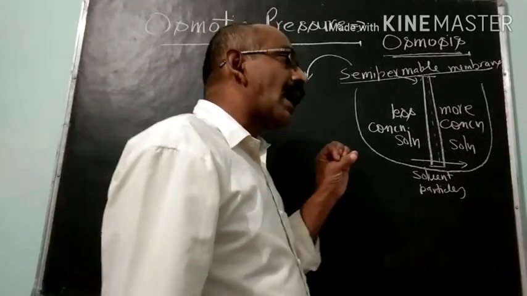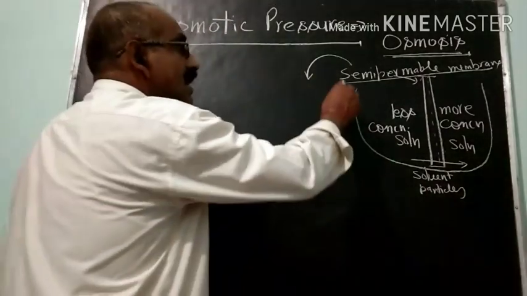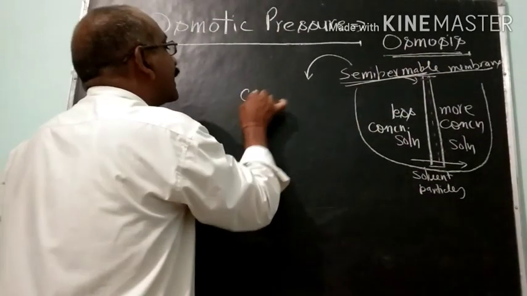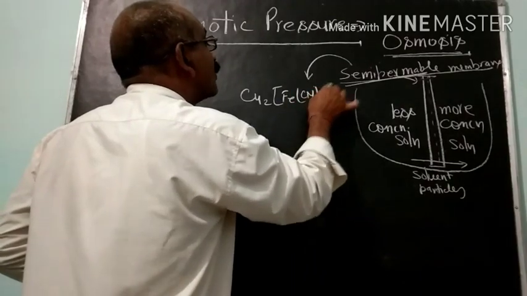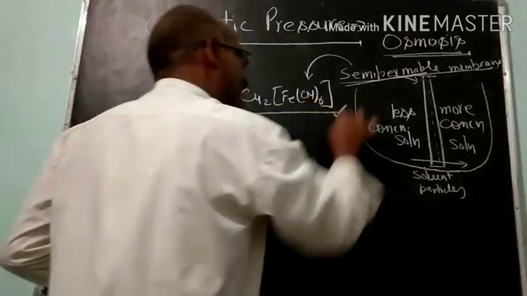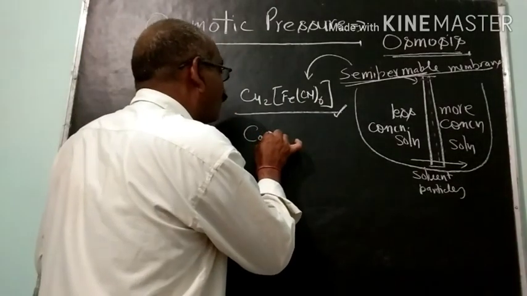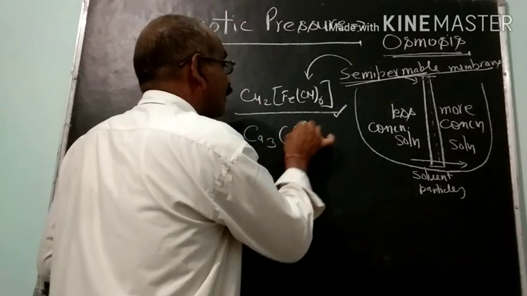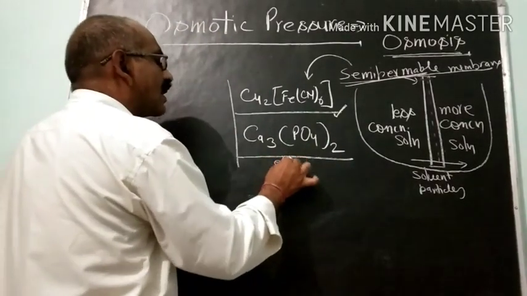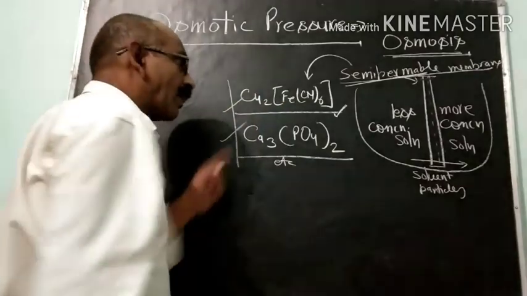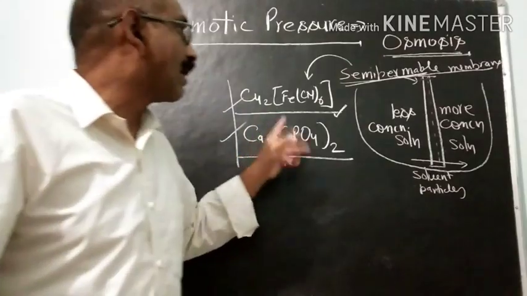Some examples of artificial semi-permeable membranes are copper ferrocyanide. See, this one is not the IUPAC name, the name is copper ferrocyanide. Another is calcium phosphate, etc. There are others also. So, these are the commonly used artificial semi-permeable membranes.